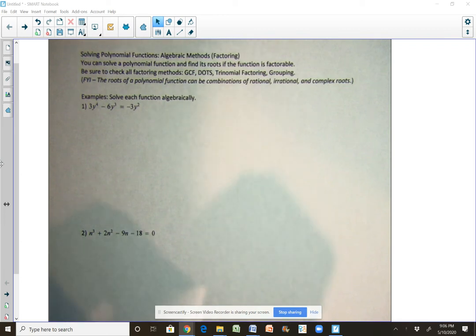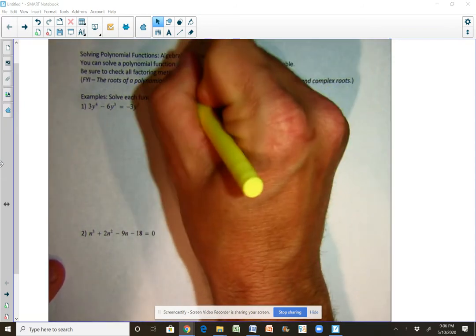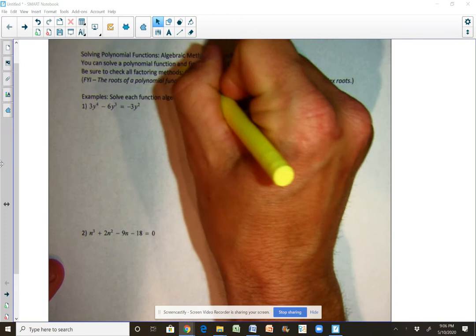So we're on to the back page and solving polynomial functions for their roots. These first few examples, and tomorrow's, are all going to be factorable polynomials. So we're going to apply our basic factoring techniques. If you look up here, these are the basic factoring methods that you're going to want to try to employ.